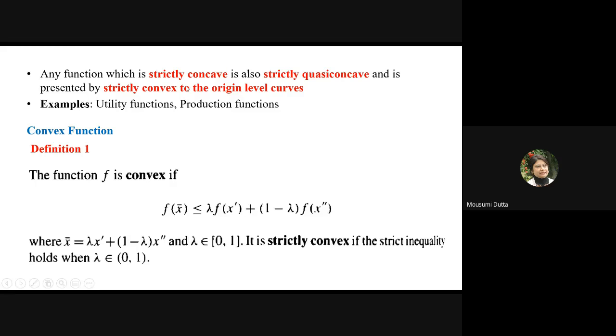Okay, so are you familiar with the thing that strict concavity indicates strict quasi-concavity, however the reverse is not true? You know all these things?